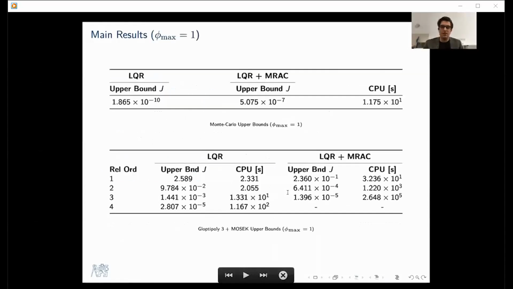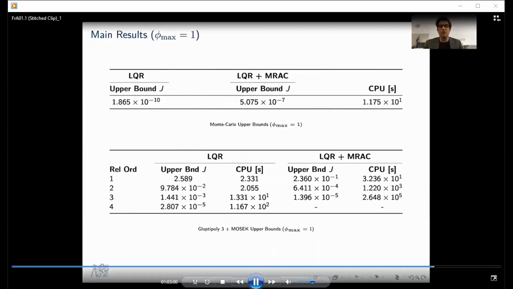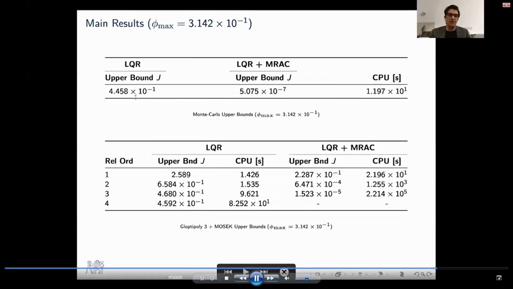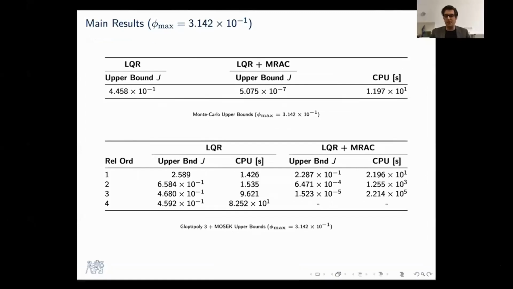So here are our main results. We did this for both the LQR and the LQR plus MRAC. And as you can see, we get roughly the same upper bounds for both our Monte Carlo and our GloptiPoly 3 plus MOSEK framework. And this is good. But when phi max drops off considerably, we see that our LQR upper bound is now much larger. And what happens here is that 2% of the trajectories inside of our system are considered unsafe, where they depart because of the drop off in control effectiveness.